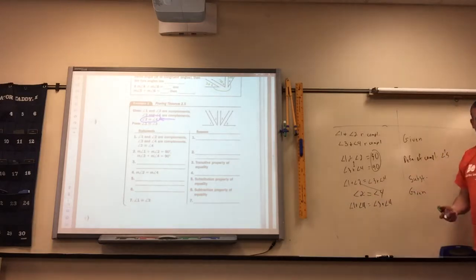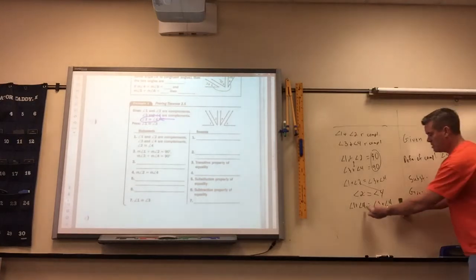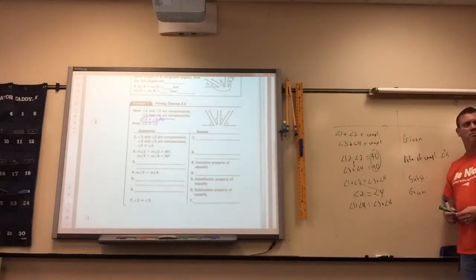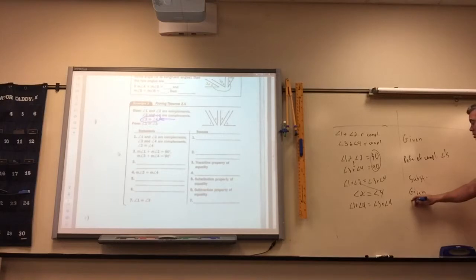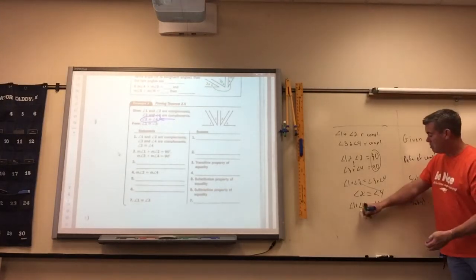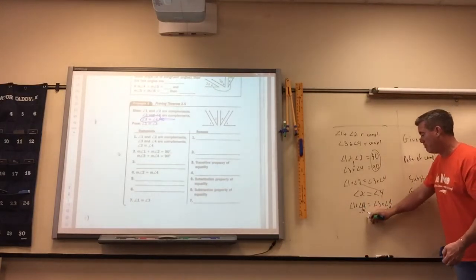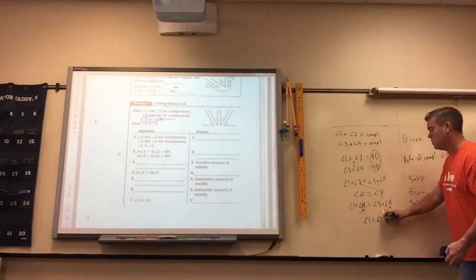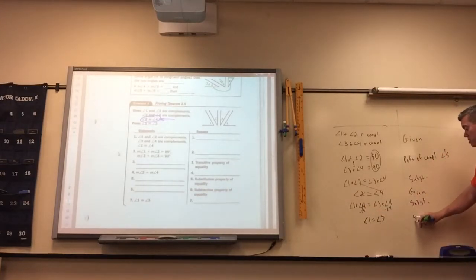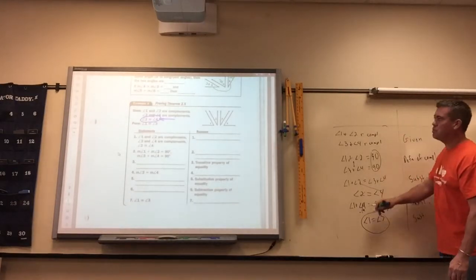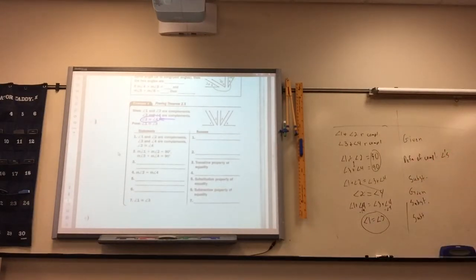And that's what you a lot of times want to end up with. You want to get something on each side that will cancel each other out. All I did here was substitution. Now, if I subtract angle 4 from each side, I'm left with angle 1 equals angle 3. And that was just subtraction. And is this what they were asking us to prove? Yeah. Look at the prove over there. So we're done. We proved it.